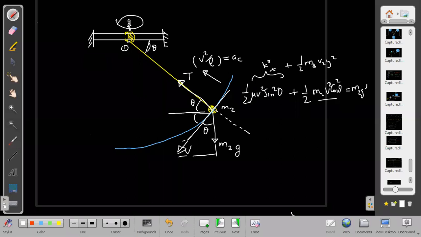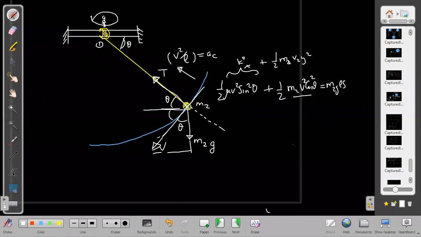M2g into L, L sin theta. So this is enough, I think, so to get V we can get directly. The value of v we are getting. Now, other equations again I want to minimize.